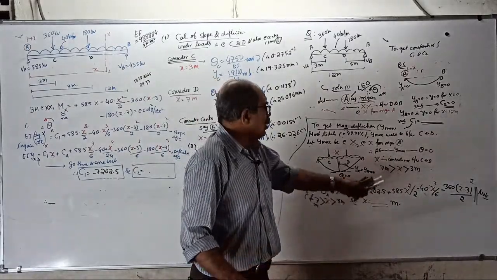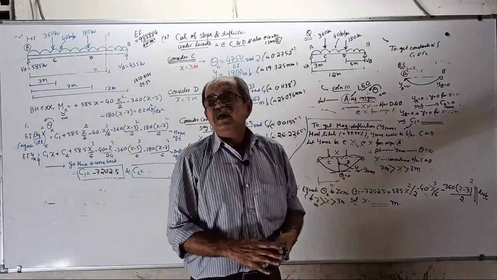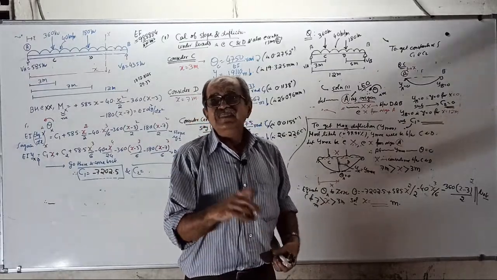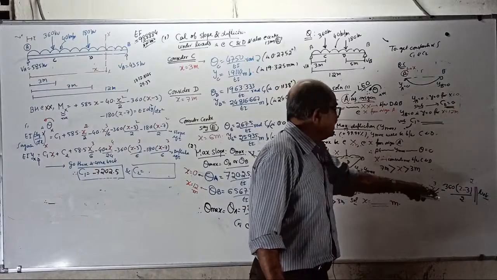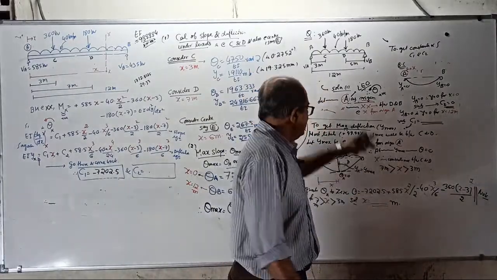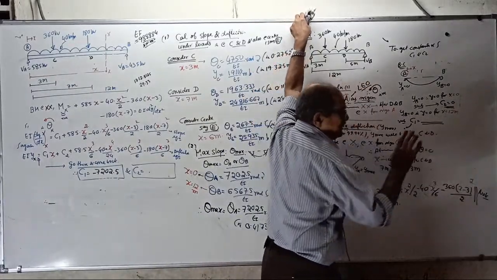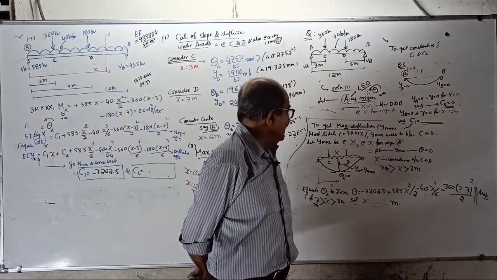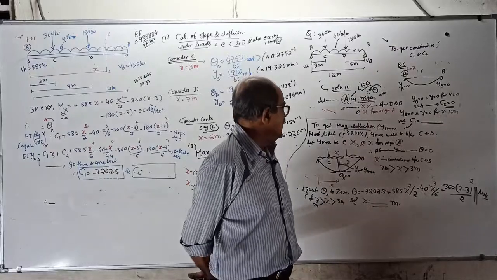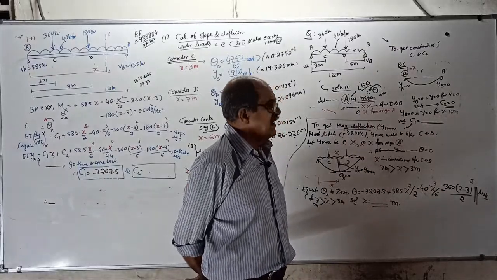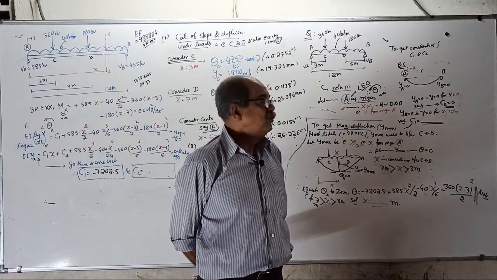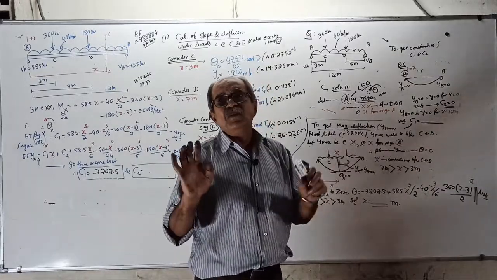Remember, how to solve? It is a cubic equation. Point load means quadratic. This is a cubic, nothing to worry. In the calculator, feed this equation. You write this equation as it is: minus 7202.5 plus 585 into x square by 2 minus 40 into x cube by 6 minus etc. equal to 0. You write equal to 0. Solve. You tell solve. It will give the value of x.